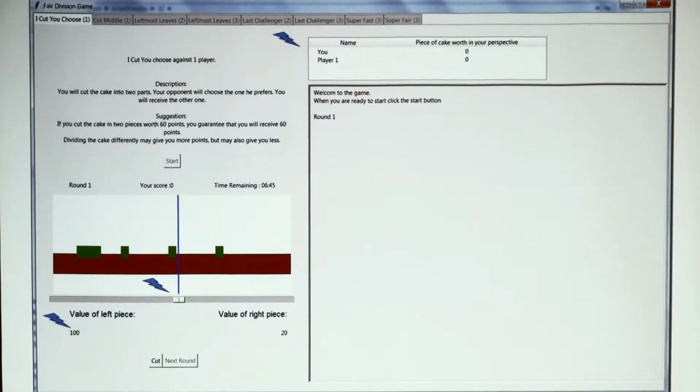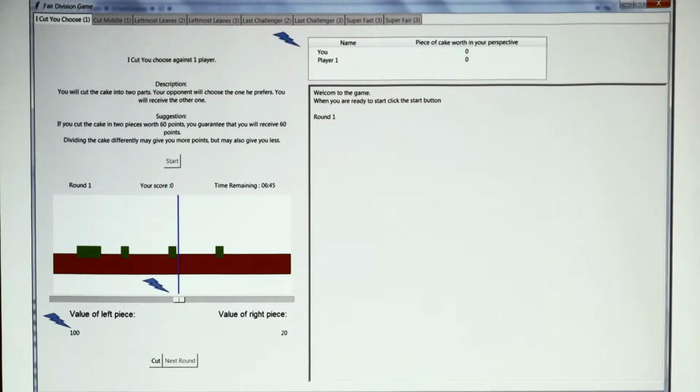So this is the platform that we use for the experiment. It has several features that I want to point out. One is that players get some explanation about the procedure. Again, players can use a slider to cut the cake, and they see how many points they get for the cake. The total points is 120. Once they cut the cake, they see how much of the cake they got, and they also see how much of the cake the opponents get according to their own utility function. We do this so that they can evaluate envy.